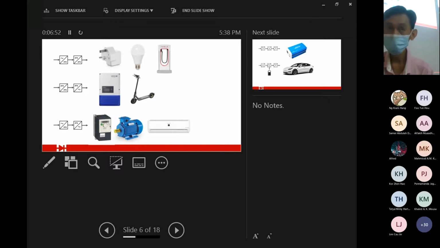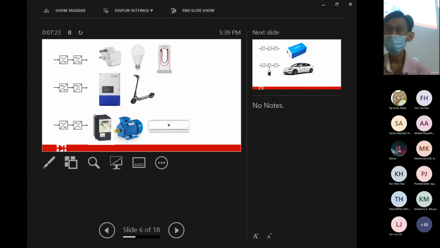Your phone charger consists of 2 converters inside: the AC to DC first, and then DC to DC to regulate. And of course, this one is an LED light bulb. LED light bulb also, when you plug on, is AC coming in. AC to DC, but the DC is too high, so you need to regulate. So you need another DC to DC converter.